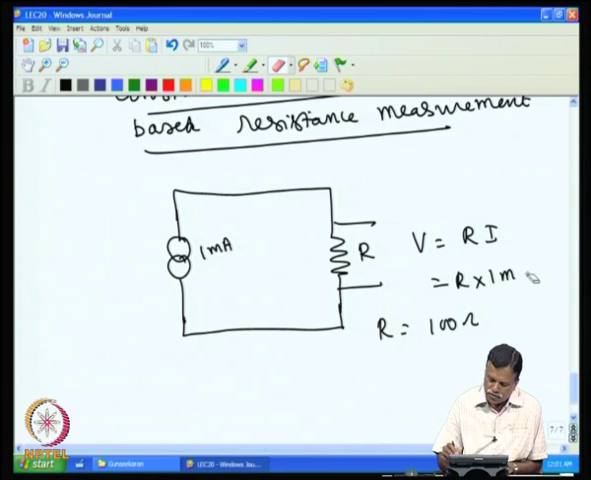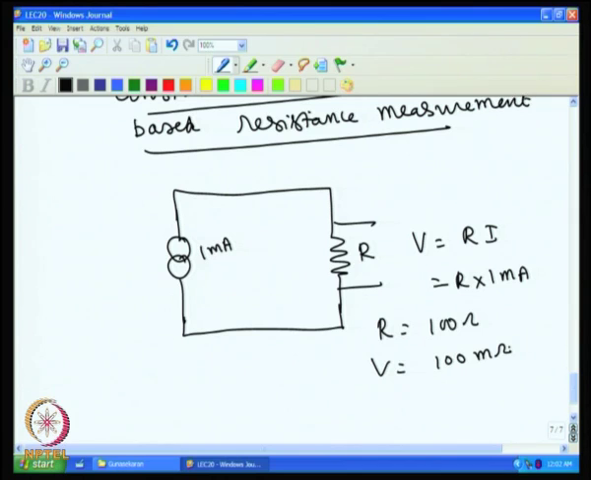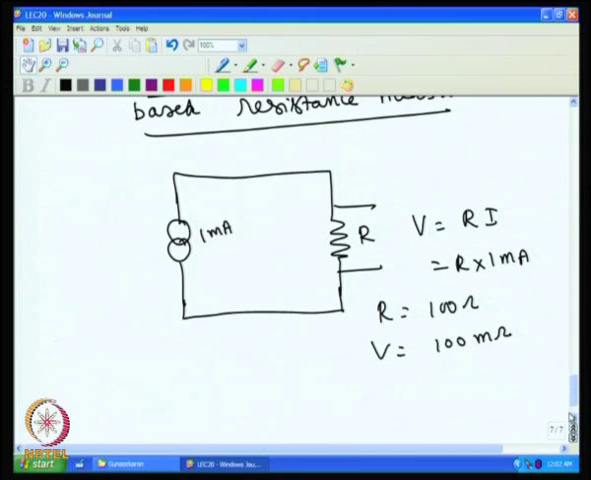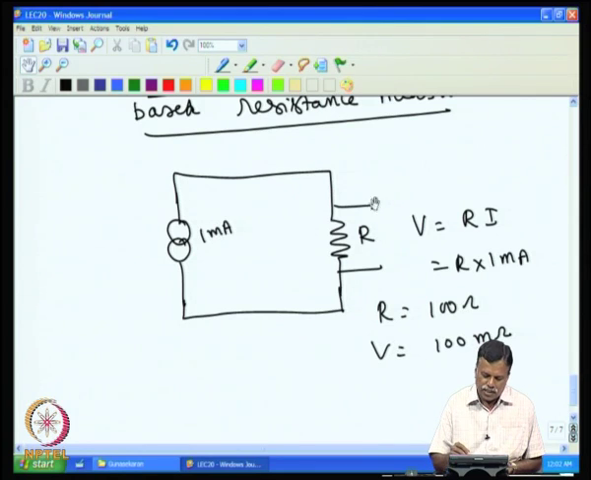So, if I is 1 milliampere, and R is 100 ohms, then V actually comes out to be 100 ohms times 1 milliampere, so you will get V as 100 millivolts. By measuring the voltage across this, one can calculate the resistance, because the current is known and fixed. So, you can make this measurement as an alternative, and this has the advantage that no balancing is required. One just measures the voltage across this and then computes the resistance value.